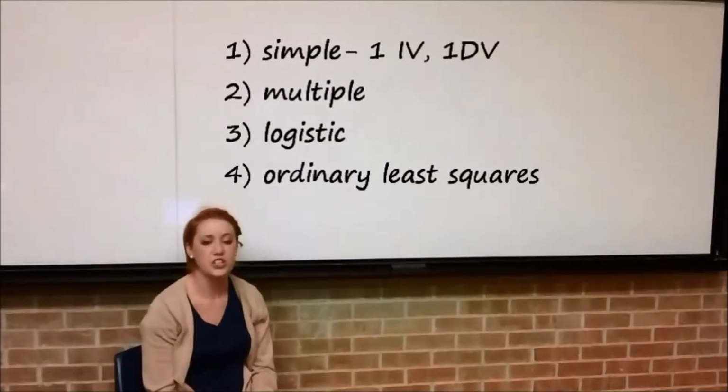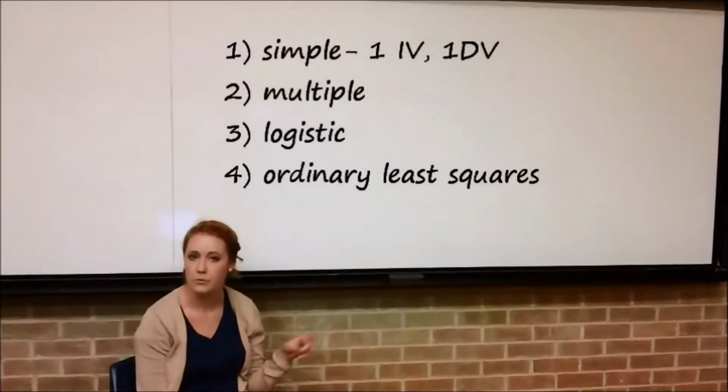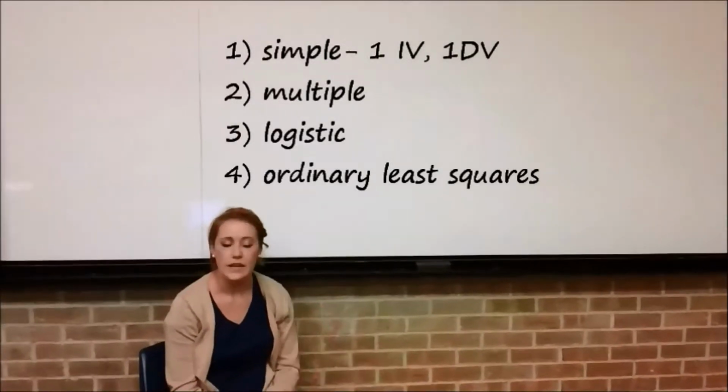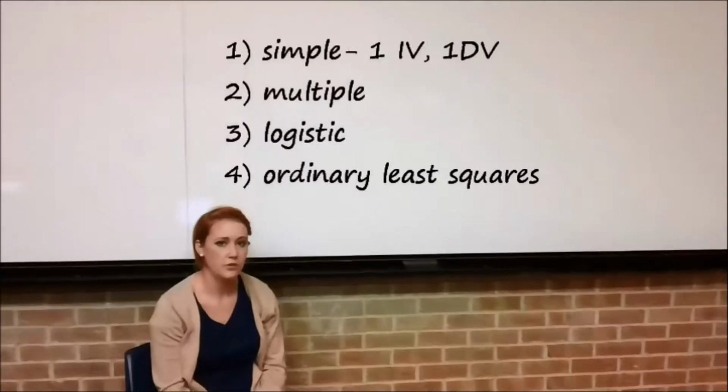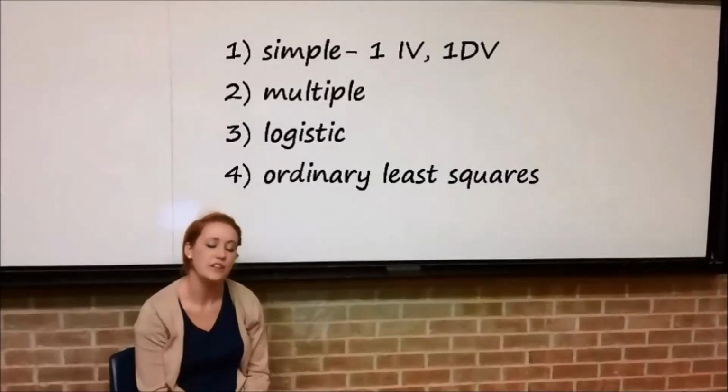A simple regression has only one independent variable and only one dependent variable. An example of this is how depression, or the DV, is associated with cigarette usage, or the IV. Multiple regression has multiple independent variables, but only one dependent variable. Stay tuned! There will be more detail on this regression later.